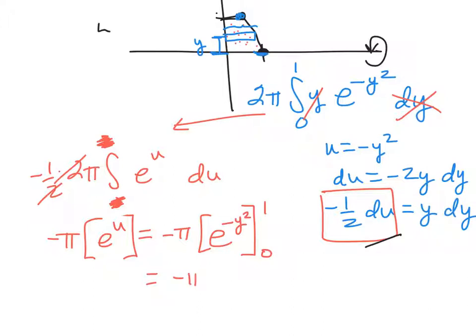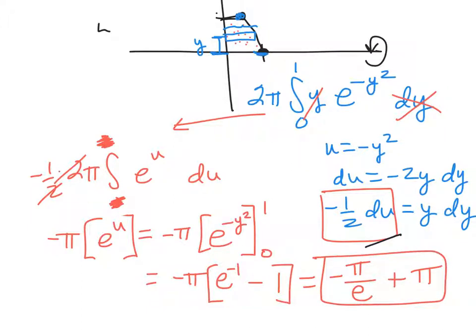Which will give me negative pi times e to the negative 1 squared, or 1, minus e to the negative 0 squared, which would just be e to the 0, or 1. And if I multiply through with the negative pi, I'll have negative pi e to the negative 1, which is really negative pi over e to the positive 1, plus pi. So there's your volume.